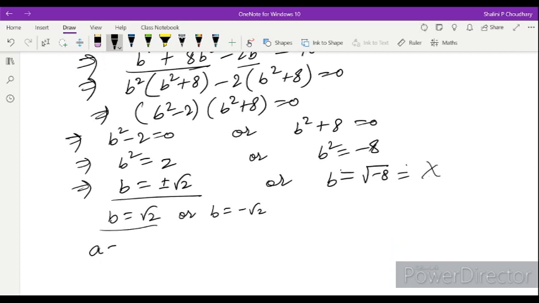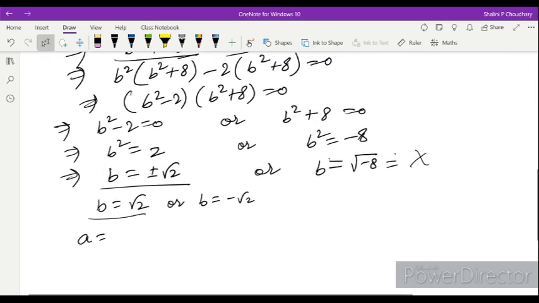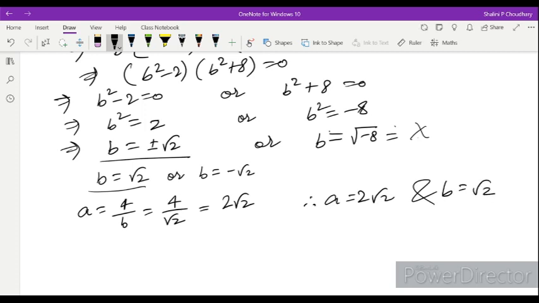So what will be the value of a? a is equal to 4 upon b. So 4 upon b means 4 upon square root of 2, that will be equal to 2 root 2. So a will be equal to 2 root 2 and b will be equal to root 2.